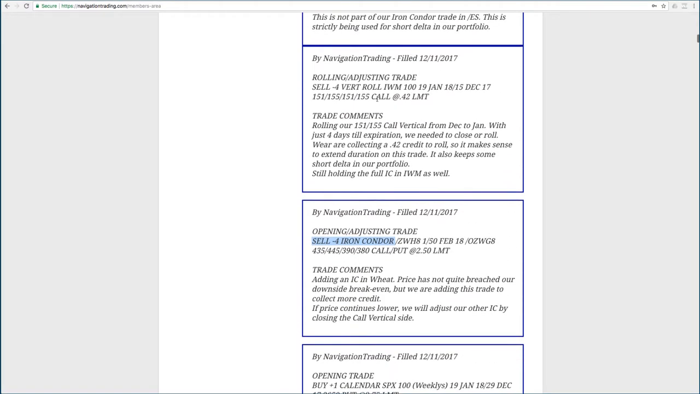Next trade was a rolling adjusting trade in IWM. So we did a vertical roll. We rolled this all-in-one transaction, basically rolling our 151, 155 call vertical from December to January. We only had 4 days to expiration, so we were just looking for a good point to roll. We're able to collect a credit to roll, which is always good. And then we still have the full iron condor in IWM as well.